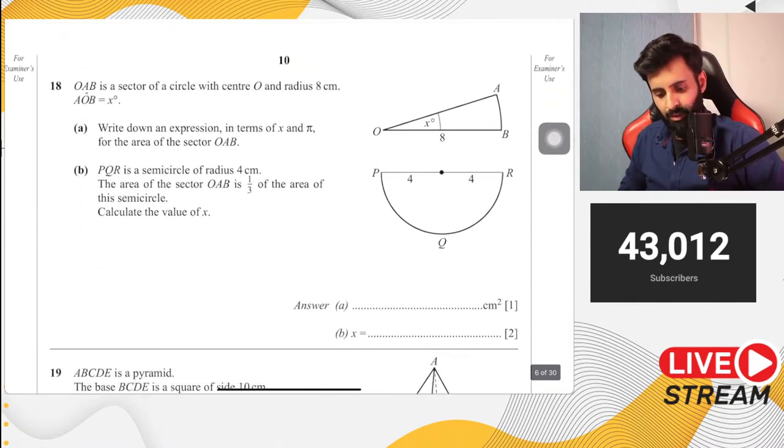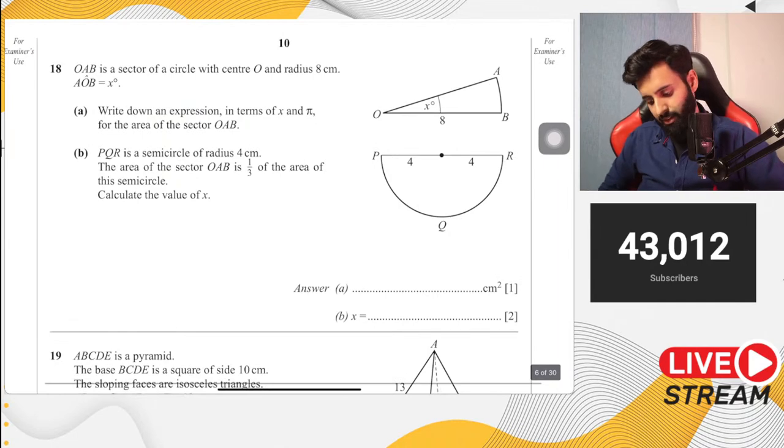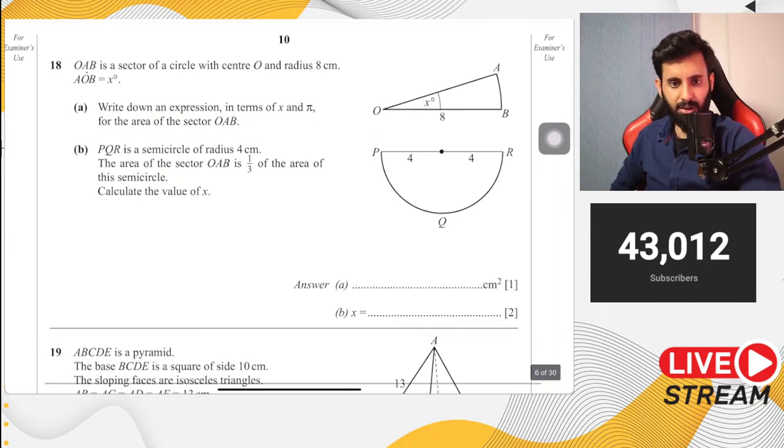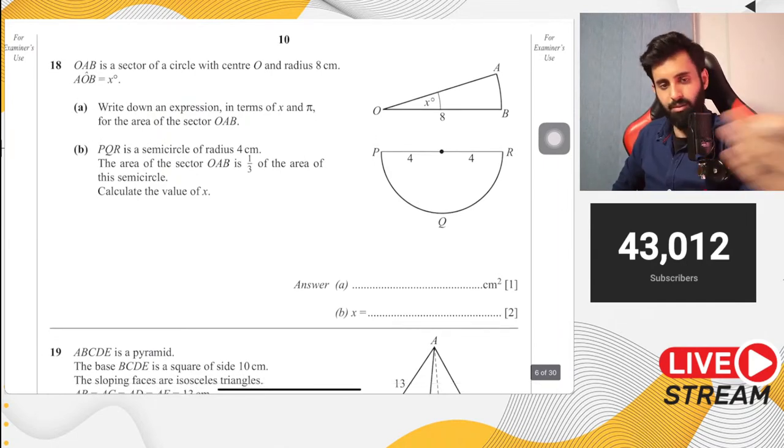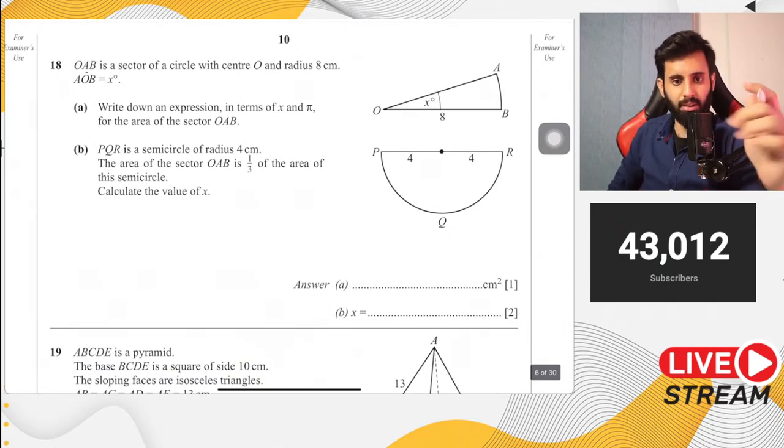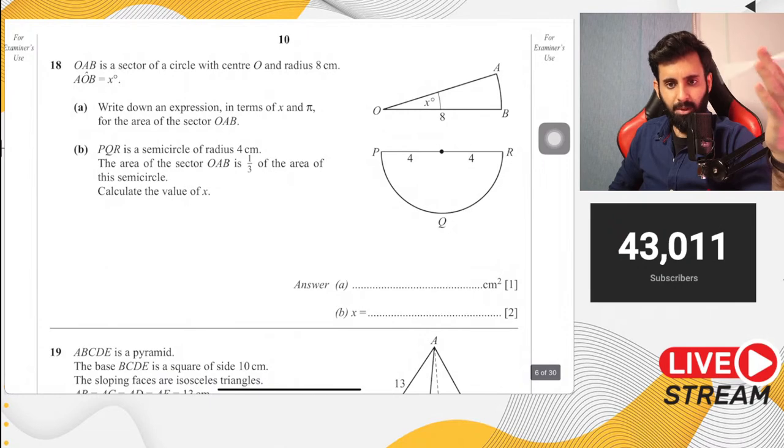Now here's question number 18. Now this is a difficult question. Again, just because I say it's difficult doesn't necessarily mean that all of you should find it difficult. Some of you might find it easy. So here's part A. It's part B that's difficult, part A is pretty easy.